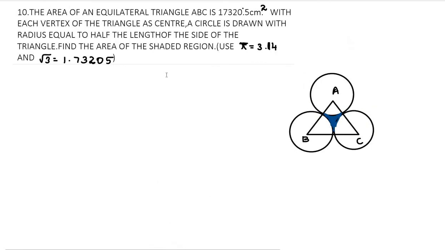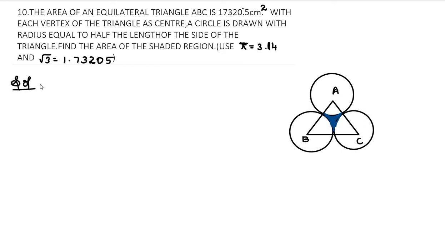Coming to the 10th sum, the area of an equilateral triangle ABC is 17,320.5 centimeter square. With each vertex of the triangle as a center, a circle is drawn with radius equal to half the length of the side of the triangle. Find the area of the shaded region. We are going to use for pi 3.14 and for root 3, 1.73205.